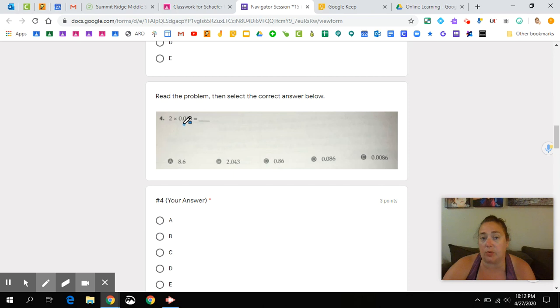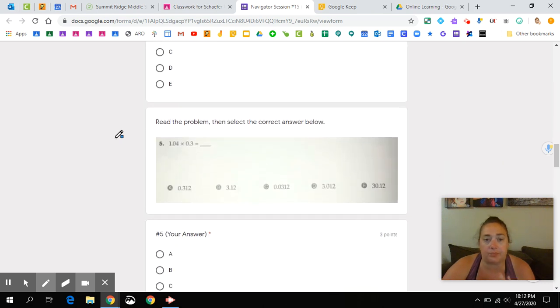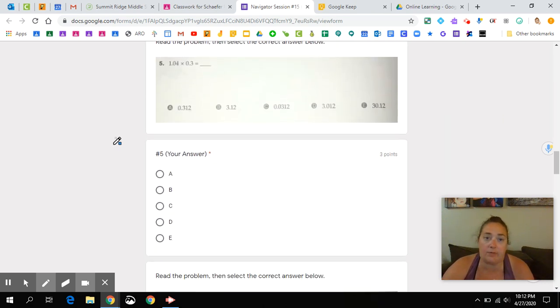I would put the 0.043 on top since it has more digits. Count up how many numbers we have behind the decimal, 1, 2, 3, and jump that back in my answer. Okay. Same thing on 5. So I'm going to put 1.04 on top.